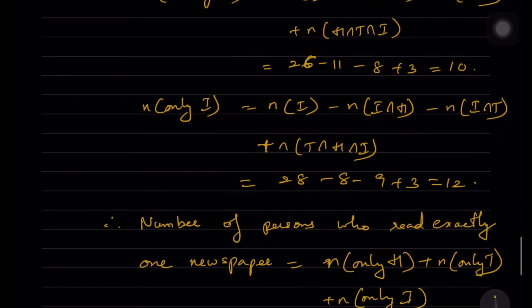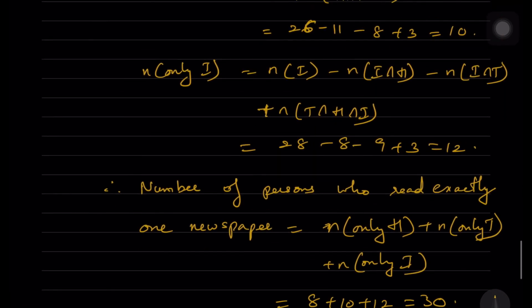And n of only I is equal to n of I minus n of I intersection H minus n of I intersection T plus n of T intersection H intersection I, which is equal to 28 minus 8 minus 9 plus 3, which is equal to 12. So the number of persons who read exactly one newspaper is equal to n of only H plus n of only T plus n of only I, which is equal to 8 plus 10 plus 12.